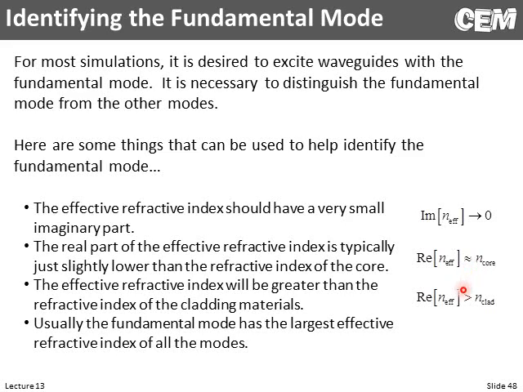Also, if it is a guided mode, the real part of the effective refractive index has to be greater than the indices on either side, the cladding refractive indices. If this weren't the case, we wouldn't get total internal reflection to get a waveguide to begin with. So we use things like this to sort through all the modes and identify which one is the fundamental mode. And of course you can plot it, and you should be able to see right away if it's the fundamental mode. It'll just have one hump compared to 2 or 3 or 4.